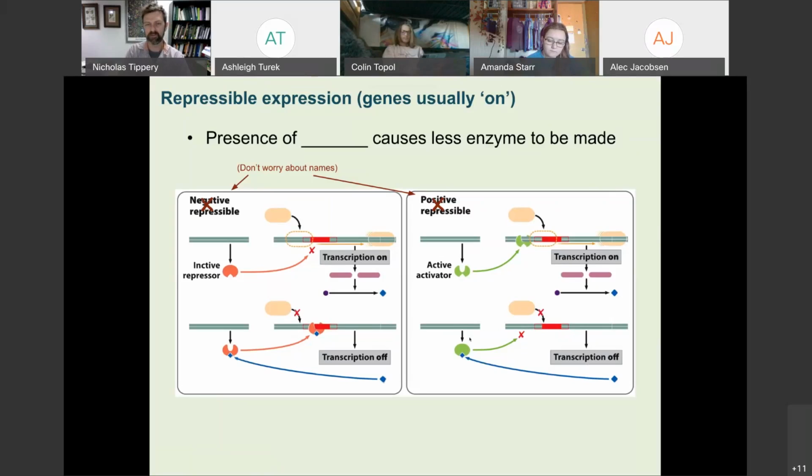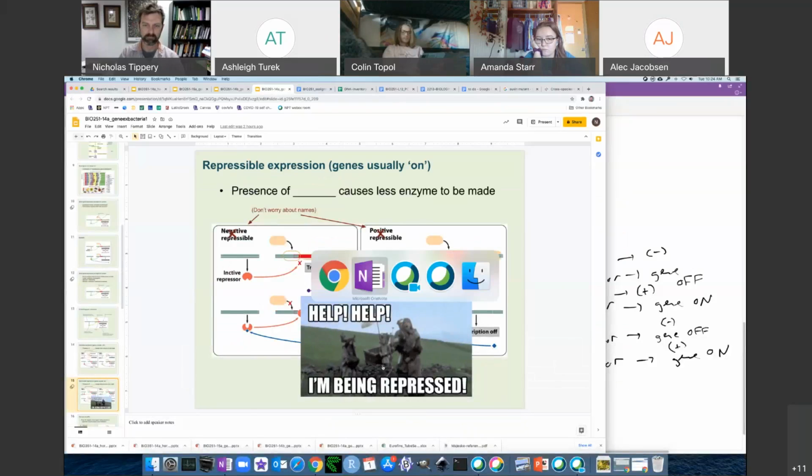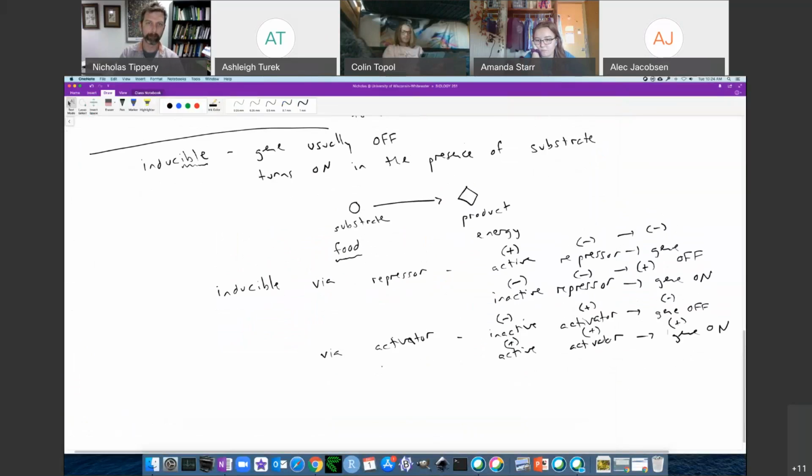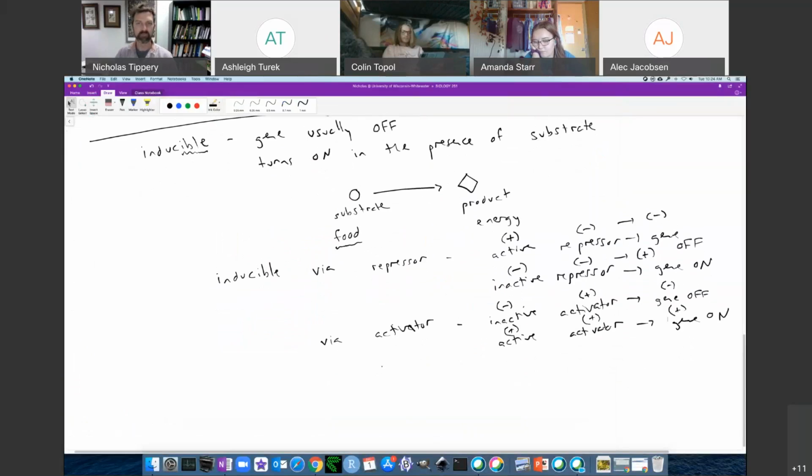So again, the key here is how much of this diamond product molecule is present. If there's not a lot of it, transcription is on. If there's a lot of this, if it accumulates, then transcription is off. All right, so that was a block of inducible.